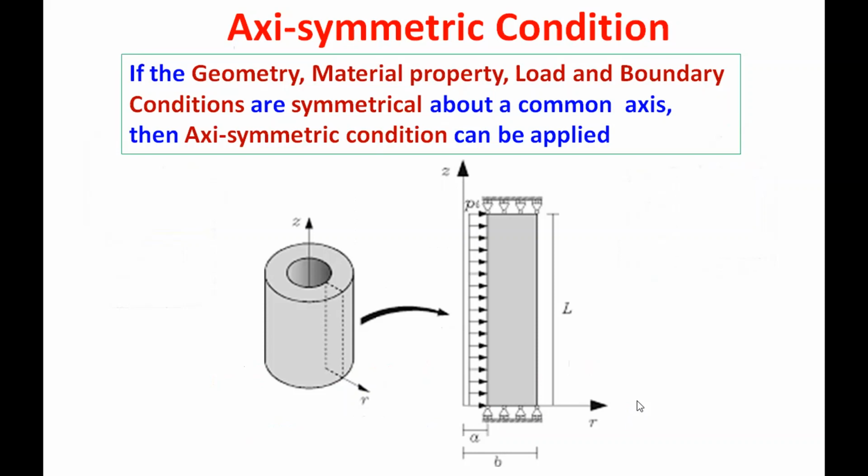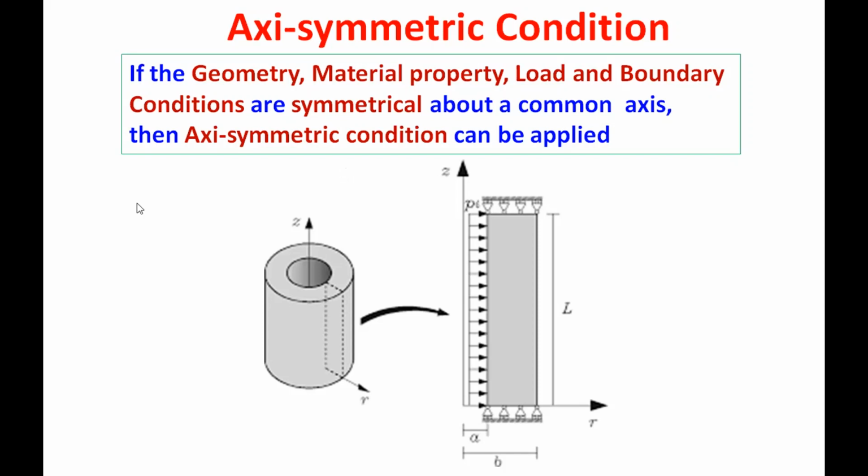In the earlier part, we discussed what is axisymmetric condition and how to apply these axisymmetric conditions for practical engineering problems. If any engineering problem in which geometry, material property, load and boundary condition all are symmetrical with respect to a common axis, then we can apply the axisymmetry condition. Mostly cylindrical or spherical or conical objects will come under this category. Examples also we have seen in the last part of the lecture.